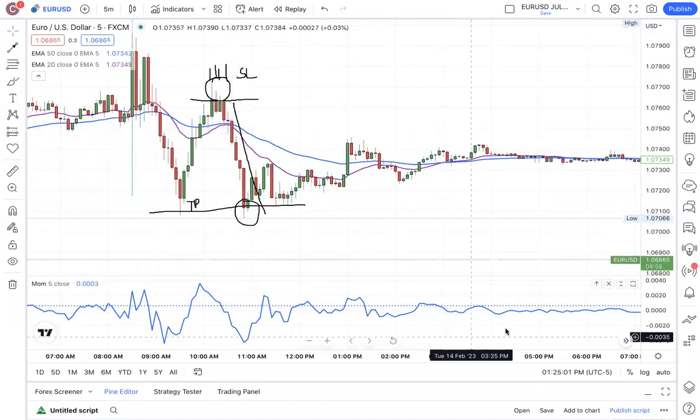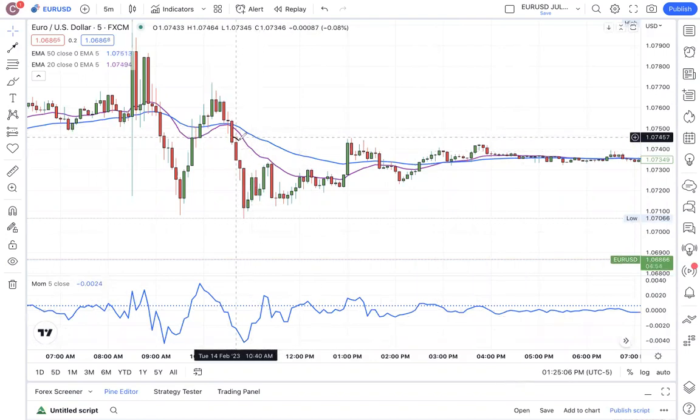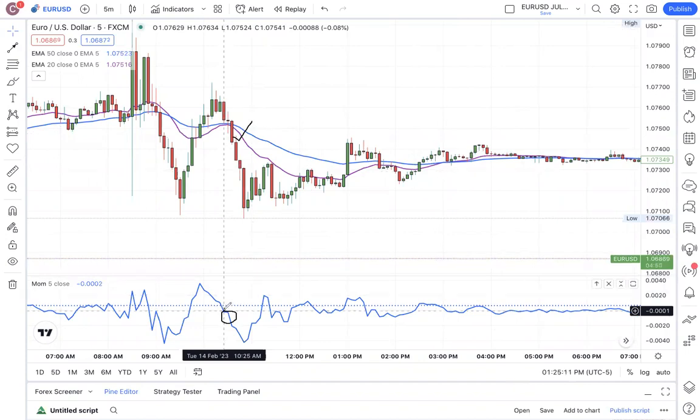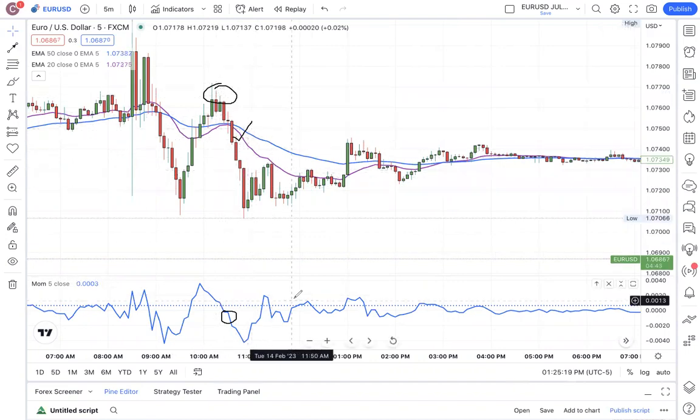So we have our candle, and let me just delete some of this stuff. So we have our candle crossing below both of the EMAs. We have our MOM indicator below 0, and we have the rejection of those equal highs. So this would have been a great trade setup for a sell.